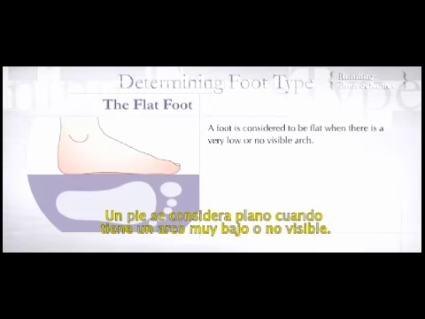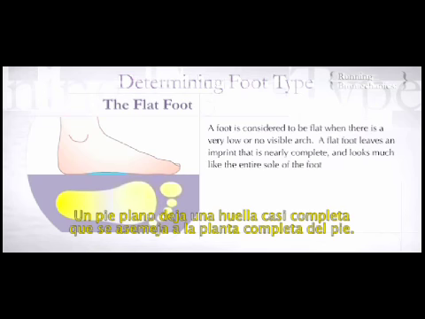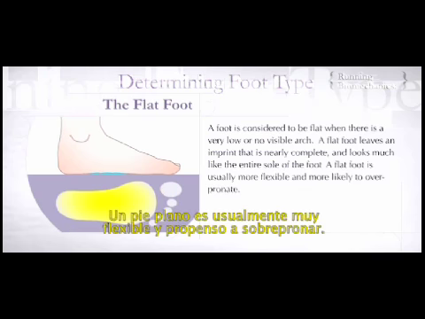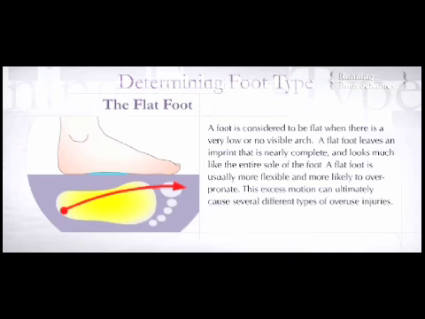A foot is considered to be flat when there is a very low or no visible arch. A flat foot leaves an imprint that is nearly complete and looks much like the entire sole of the foot. A flat foot is usually more flexible and more likely to overpronate. This excess motion can ultimately cause several different types of overuse injuries.